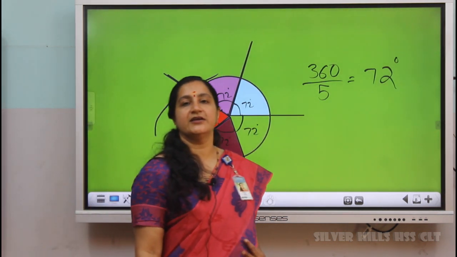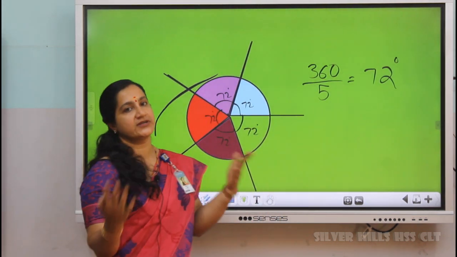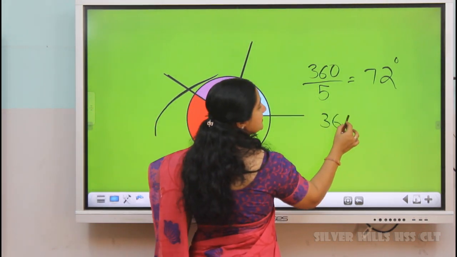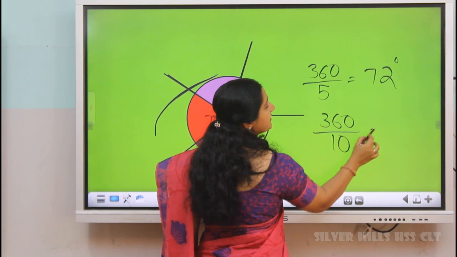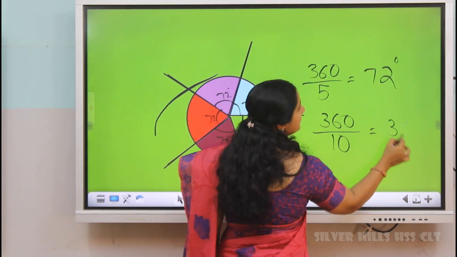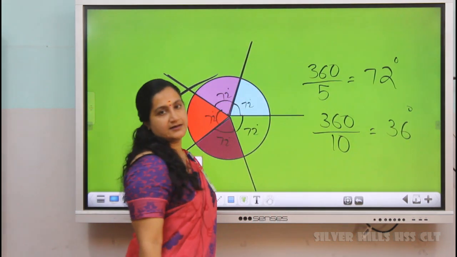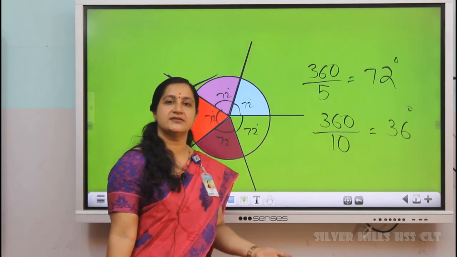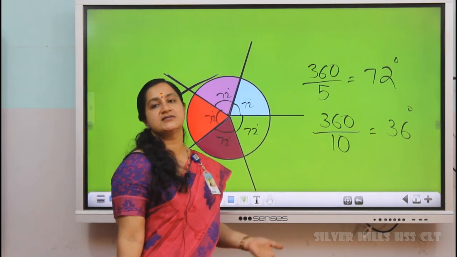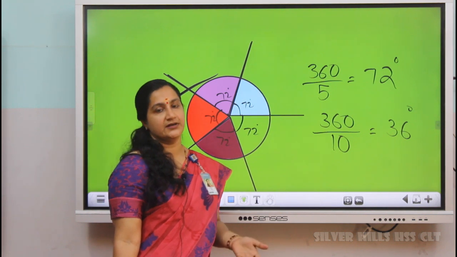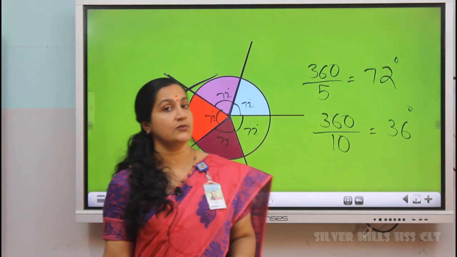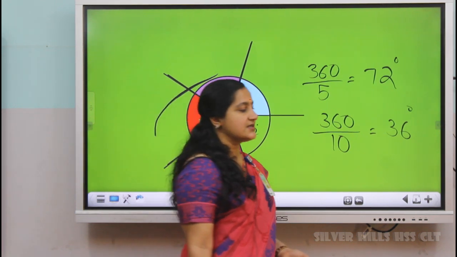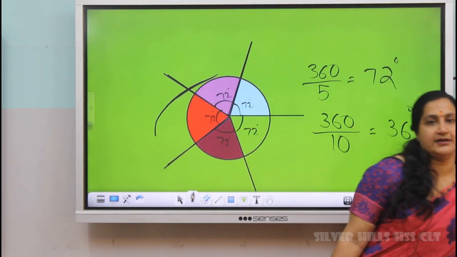Now dear children, if you want to divide the circle into 10 equal parts, what will you do? Very simple, 360 divided by 10, each angle will be 36 degrees. Then you continue the same procedure. If you want to make it 15 equal parts, 360 divided by 15. If you want to divide it into 3 equal parts, it is 360 divided by 3, which is 120 degrees.